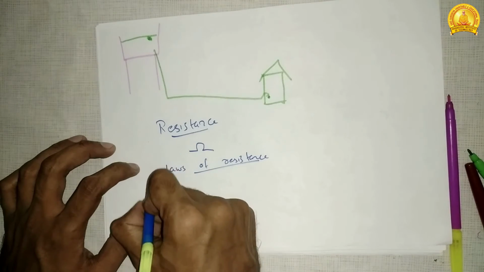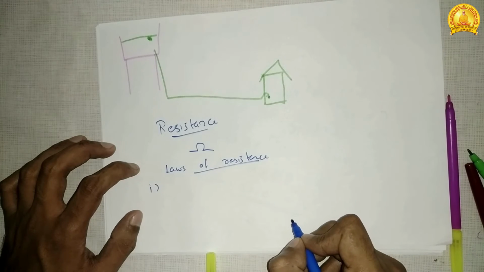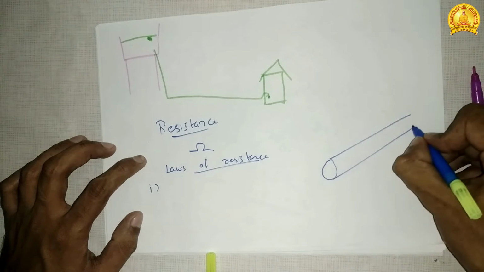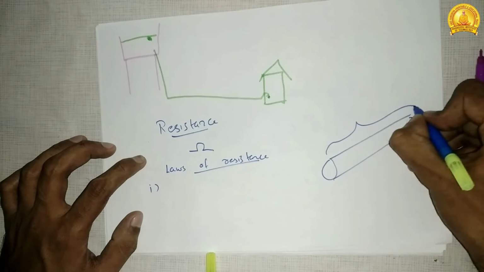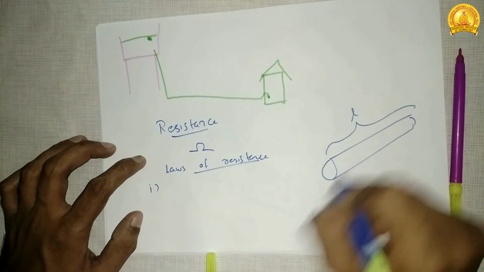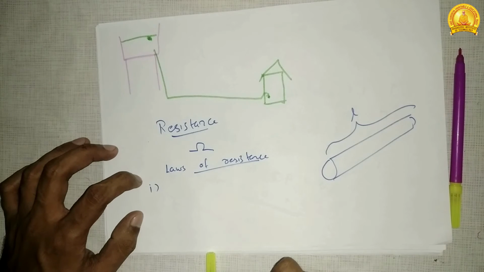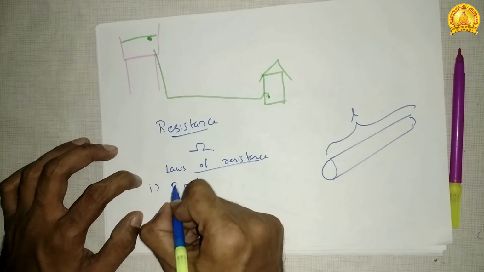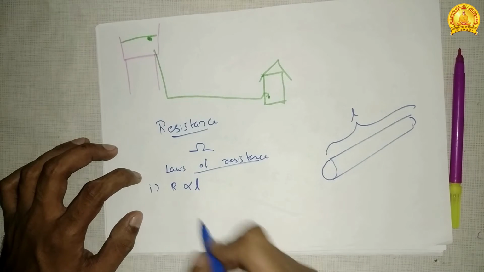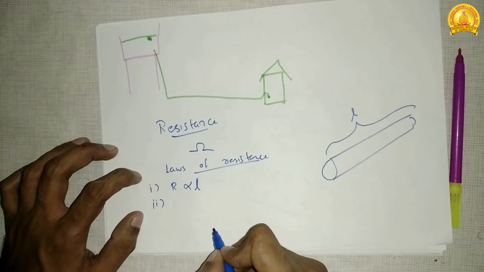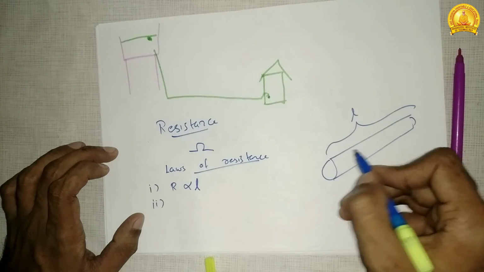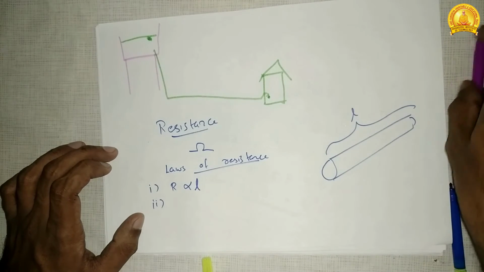First one is, it varies directly as its length. If a conductor has L centimeter length, so its resistance varies directly proportional to its length. Resistance directly proportional to its length, and its resistance inversely proportional to the cross-sectional area of that conductor.